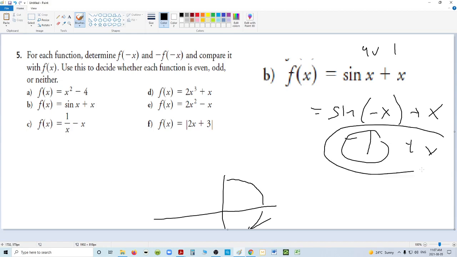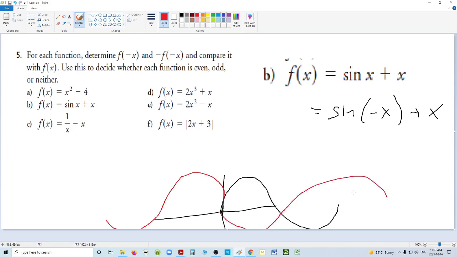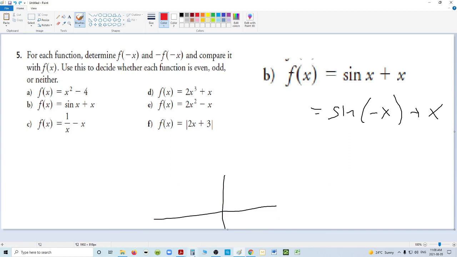Plus x. So I believe we will have actually a reflection. This creates a reflection in the y-axis. But because sine curves start like this, it will only end up doing this. Oh, it accidentally created a... Yeah, but it still ends up being an even function. So let's try that out.